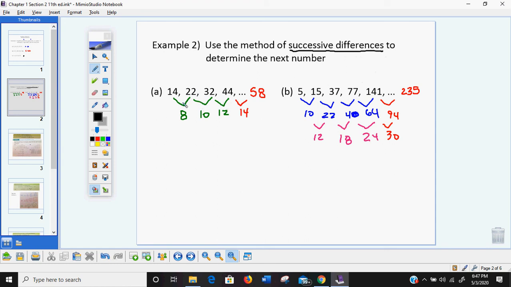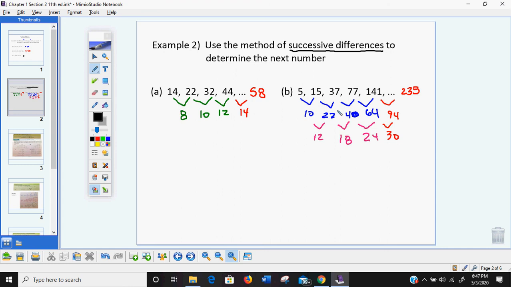So let's look at part A. 14, 22, 32, 44. They weren't adding the same thing every time. But let's look at what they did add. First they added 8, then they added 10, then they added 12. Kind of gives you a pattern, okay? The next one's going to be 14. They're going up by 2 each time. So our next answer will be 44 plus 14, which is 58.